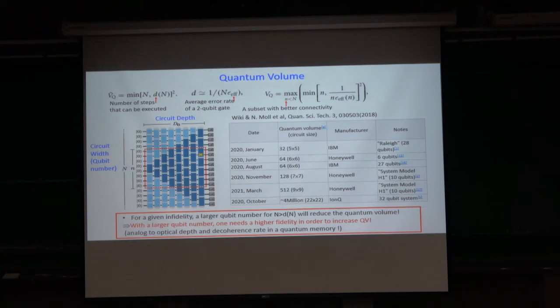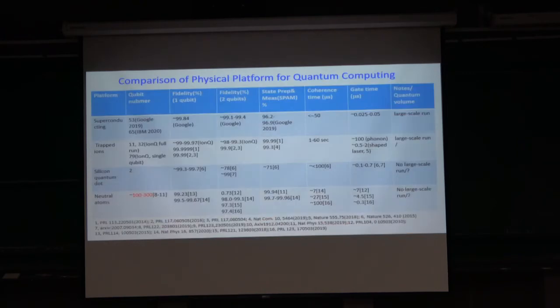Yeah. And so right now, this is the table for trapped ion and for superconducting qubits. IBM claimed that they have 64 recently, and Honeywell recently claimed they have already reached 500. IonQ even claimed they have 4 million. And for neutral atoms, people have not reached this level yet. But as I say, there is still a lot of room to improve.